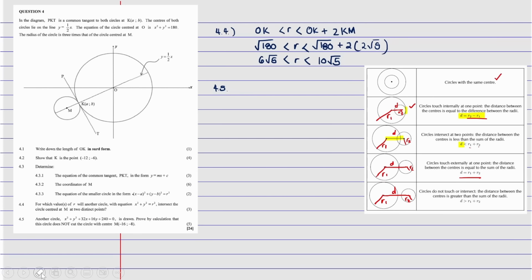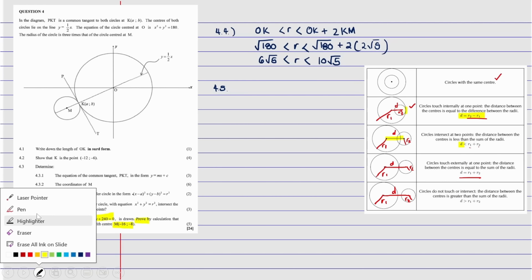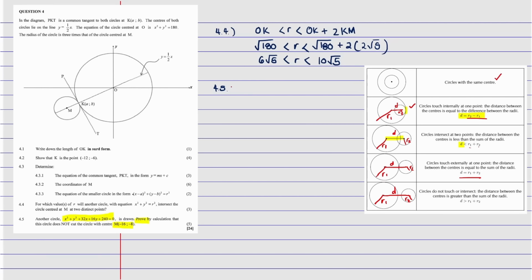So we're basically trying to prove the first situation. We're trying to prove the fact that the center of the new circle and the center of this one, M, is the same thing. So I need to get my center here as being negative 16 and 1. So let's do that, right? It's going to be the following.